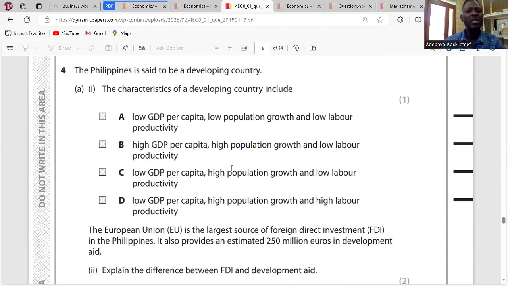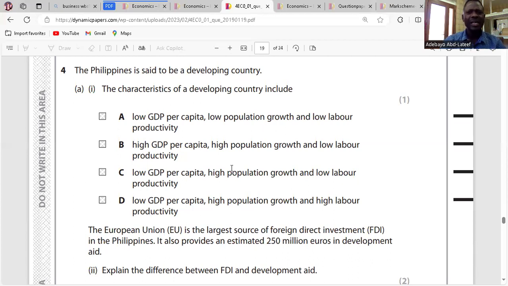Question 4. The Philippines is said to be a developing country. I want to talk about developing countries. These are countries that rely mostly on raw materials, and they do more of either secondary production or primary production. So they import services. That makes them developing countries, and they might have less industrialization. So these are the features of a developing country. Now let's go to the question.